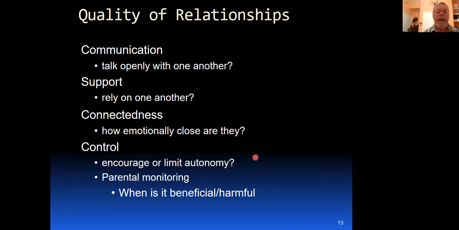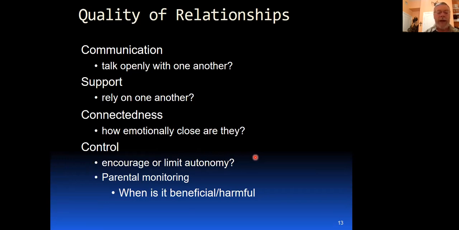And then connectedness. How emotionally close are they? Some of that might actually go back to even attachment patterns of early childhood, and then how their relationship has developed through childhood. And then finally, the amount of control that is being imposed by the parent. So does the parent encourage autonomy, in other words, self-rule, or does the parent severely limit that autonomy?